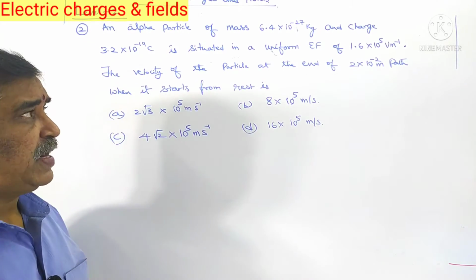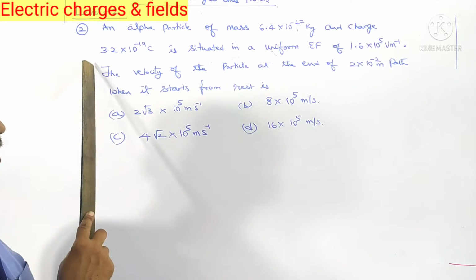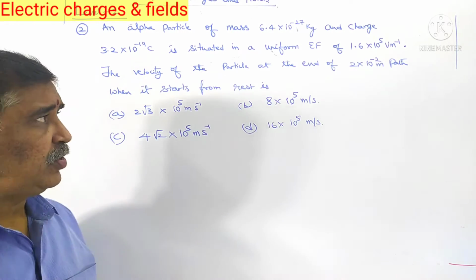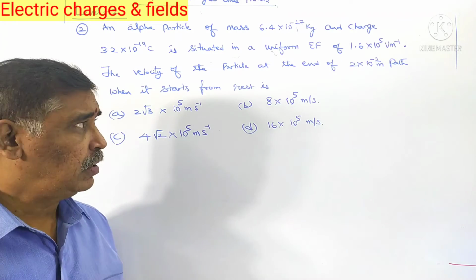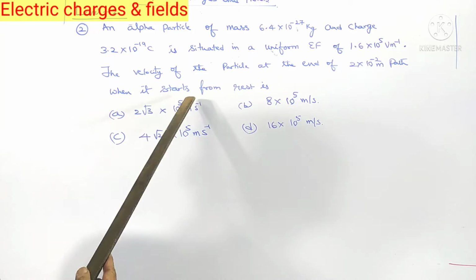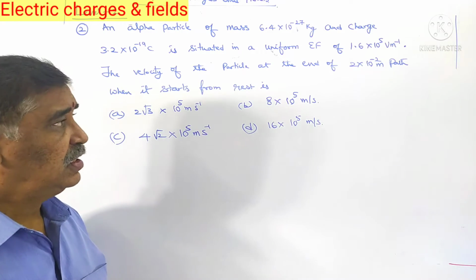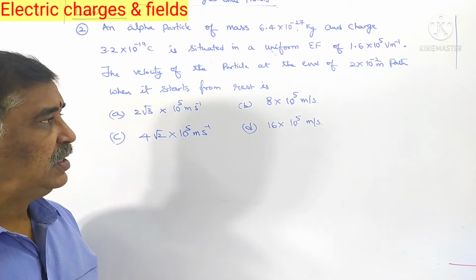An alpha particle of mass 6.4 into 10 power minus 27 kg, charge 3.2 into 10 power minus 19 Coulomb, is located in a uniform electric field of 1.6 into 10 power 5 volt per meter. Initially, the particle is at rest. Find the velocity it gained after traveling a distance of 2 into 10 power minus 2 meter.